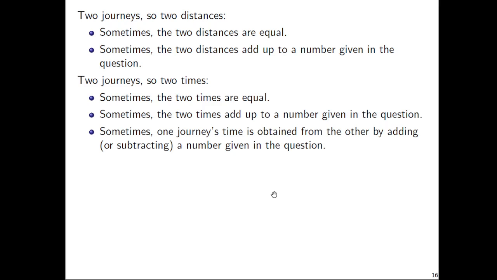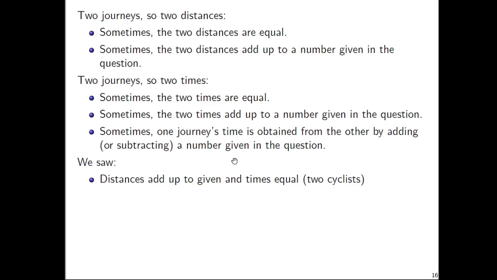Okay, so again, just in summary of what happens, you have two journeys, therefore you have two distances. Your two distances can be equal in some problems. The two distances can add up to a number given in the question for other problems. Again, you have two journeys, so there are two times, and the two times might be equal, or the two times might add up to a number given in the problem, or the one journey's time might be obtained from the other by adding a number given in the question.